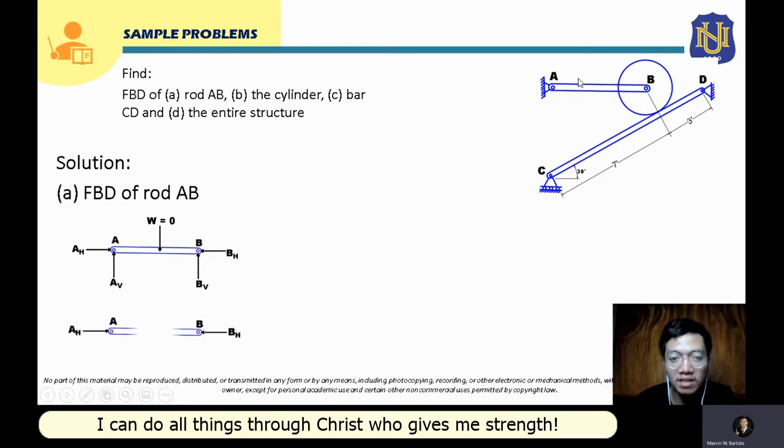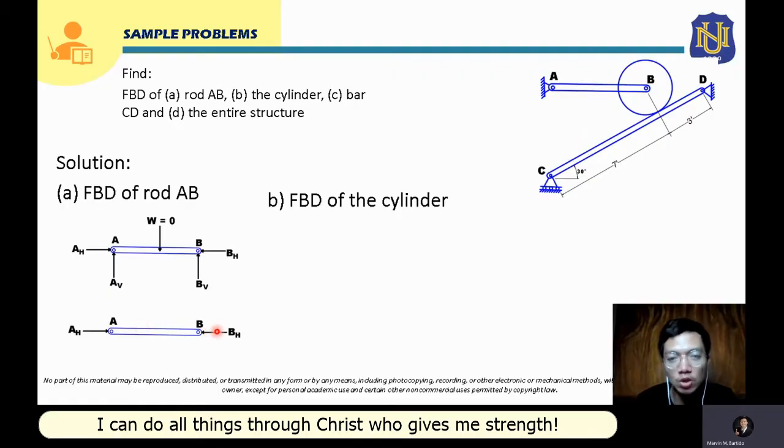Redrawing this free body diagram, we can remove AV and BV since we know they will be 0, as our weight is 0. So only AH and BH will be shown in the free body diagram of rod AB. This is now the free body diagram of rod AB. For our fourth step, we have to show all relevant angles and dimensions, but since there are no dimensions for rod AB, we will skip that step.